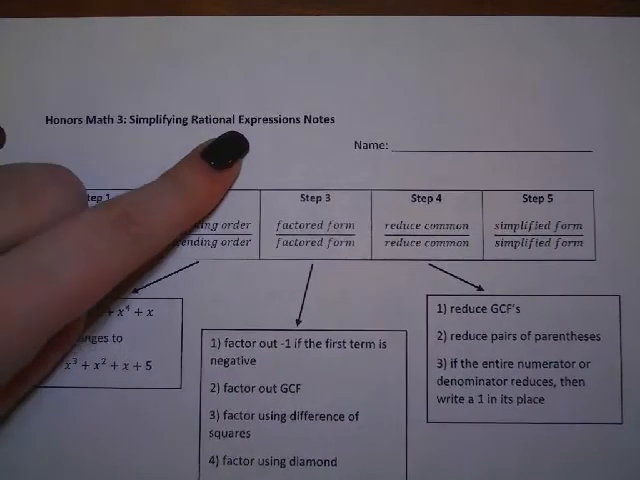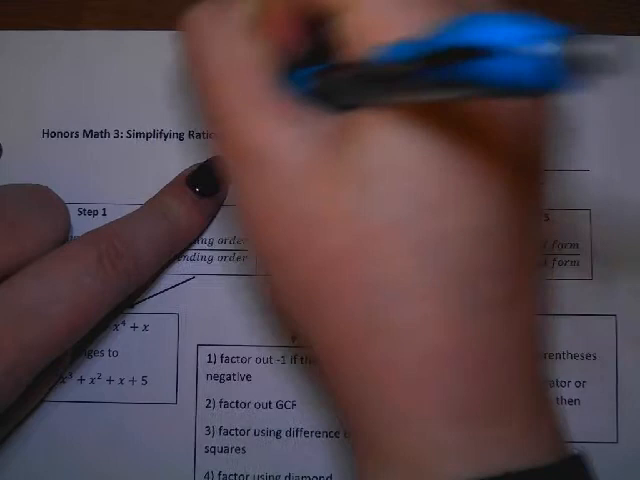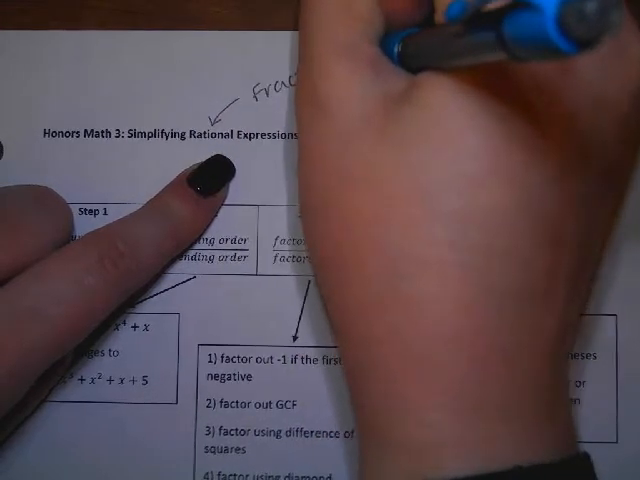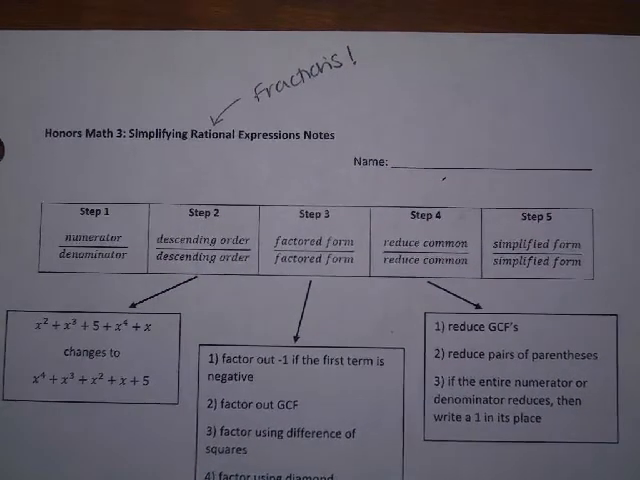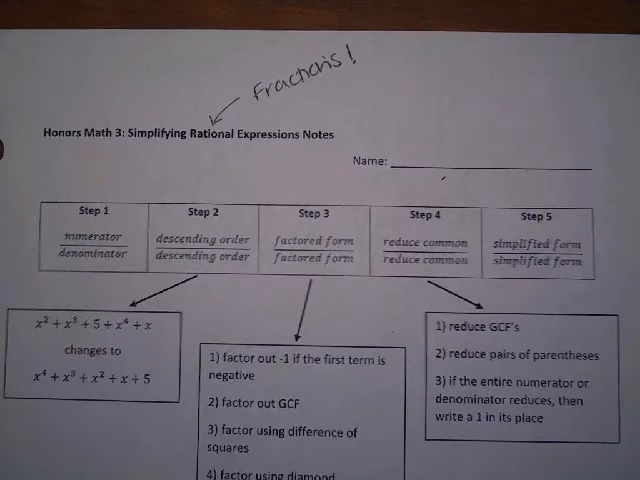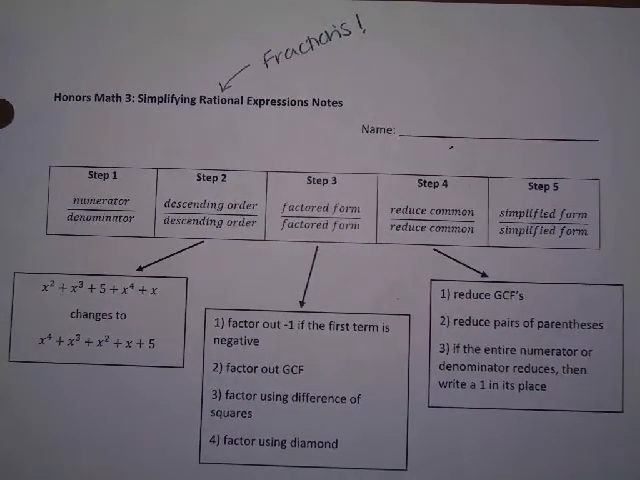Rational expressions are expressions that can be written as fractions. So this entire unit is on fractions. This is the rational unit. The entire unit is on fractions. Okay? So the first thing we're going to learn how to do is simplify rational expressions.